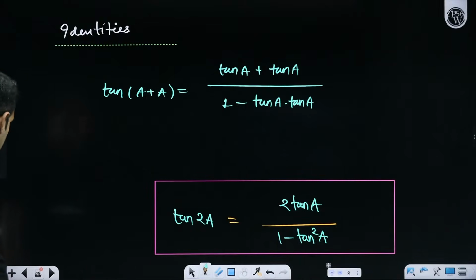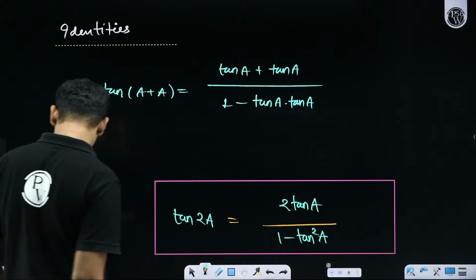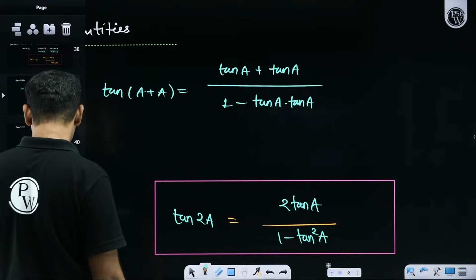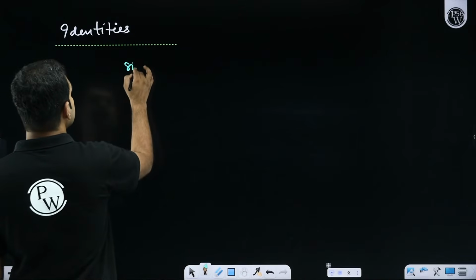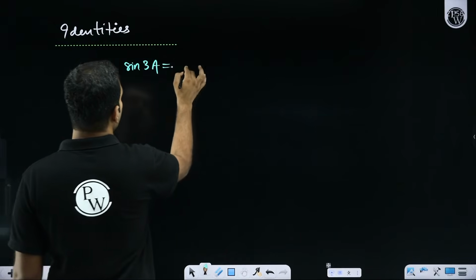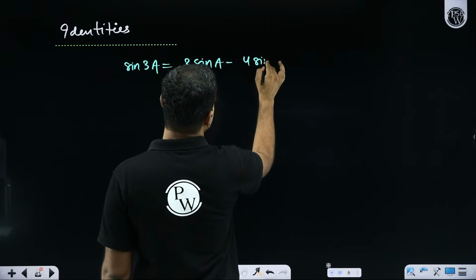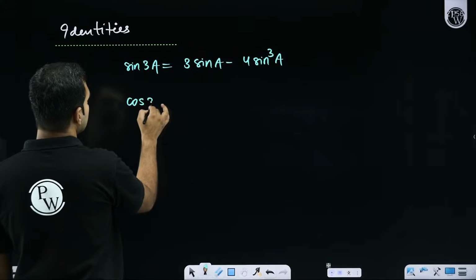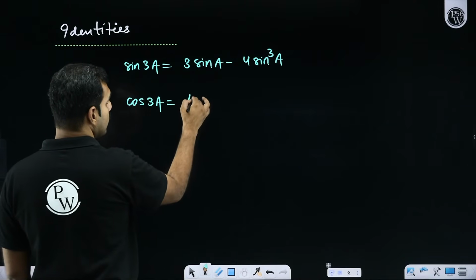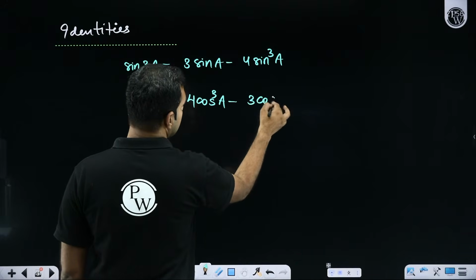With this, one more interesting identity comes into the picture. I hope you do remember that we have indeed discussed sine 3a. That was 3 sine a minus 4 sine cube a. We have discussed cos 3a. That was 4 cos cube a minus 3 cos a.